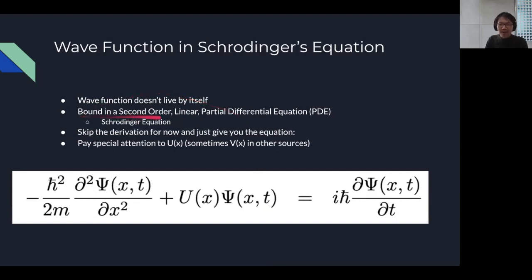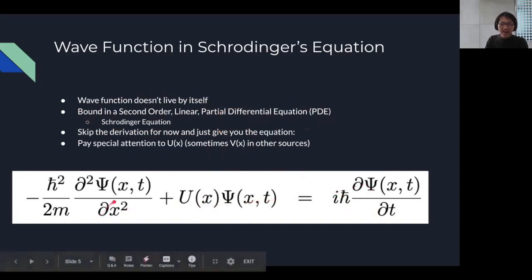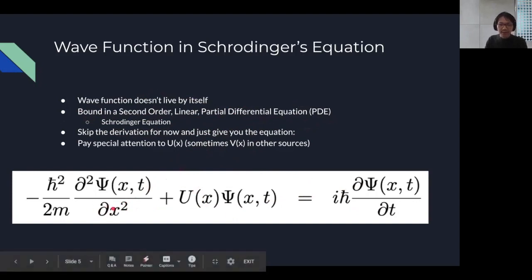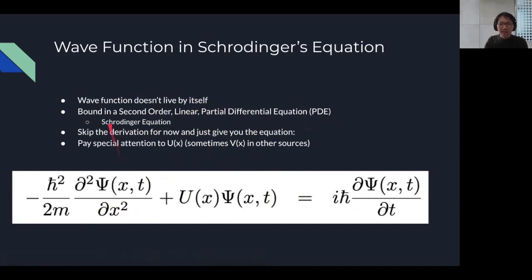Because it's bound, you obtain your wave function through a second-order linear partial differential equation, and that's called the Schrodinger equation. A differential equation is just something that's in terms of its derivative, and then there's the partial. You can have a function that takes multiple variables, in which case you have to pick one of those variables and perform your derivative analysis, or differential analysis, on it.